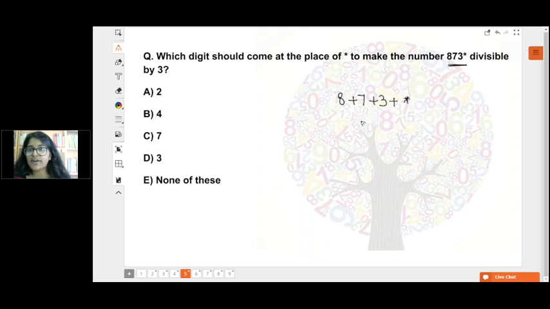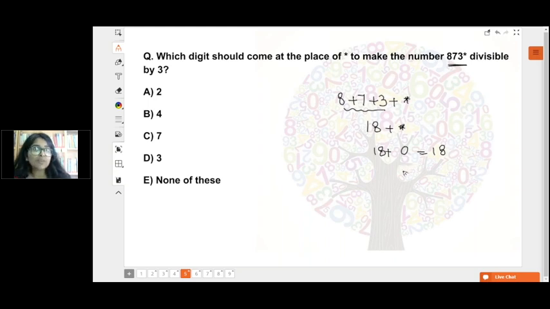Yes, let's find the sum of the digits with the available digits we have. That is 8 plus 7, that is 15, plus 3, that is 18, right? So we have 18 from the addition of these 3 digits, plus the extra digit which is absent here. Now clearly you see that 18 is already divisible by 3. This missing digit can be 0 also, so that you get 18 plus 0, which is 18, and which is divisible by 3.